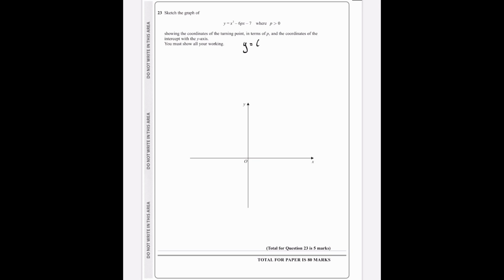Question 23, completing the square. Half of negative 6p is negative 3p. So x minus 3p all squared. Subtract 3p squared, which is 9p squared. Subtract 7. So that tells us that the minimum point is going to be at 3p for the x-coordinate and minus 9p squared minus 7 for the y-coordinate.